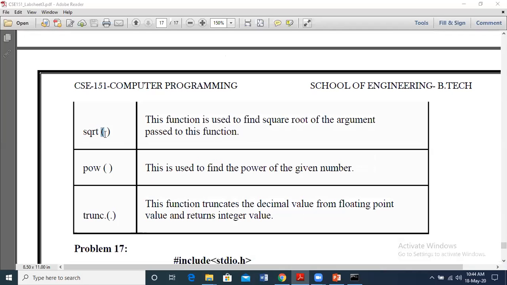So in this case, if we give, for example, int a equal to 4 and sqrt of 4, it will return 2. Okay, so that is how the sqrt or square root function works. This is also defined in math.h.